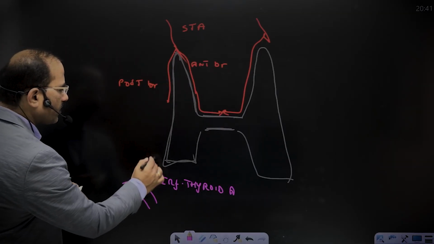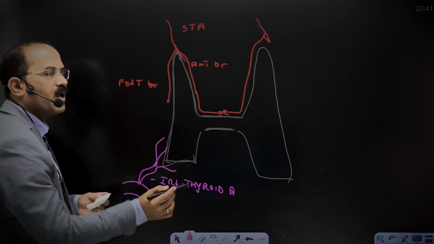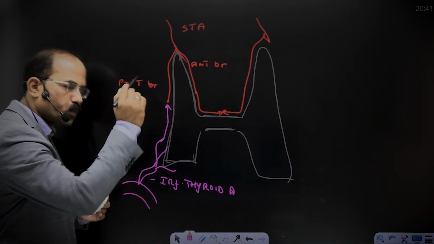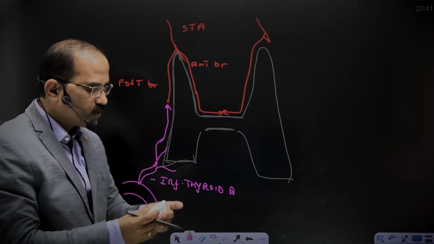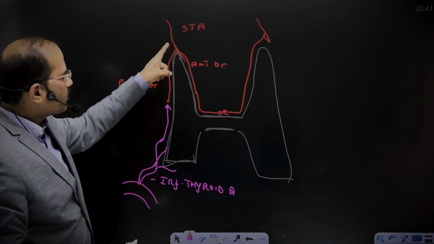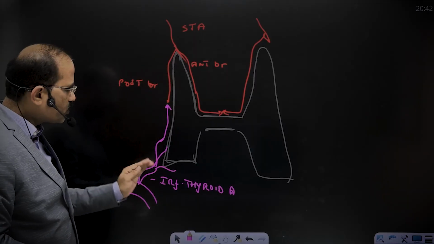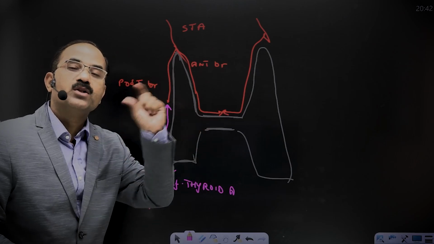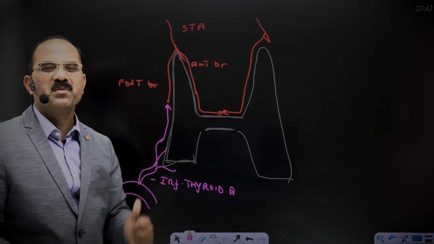The inferior thyroid artery gives many branches here, and one of the branches of inferior thyroid artery is going to anastomose with the posterior branch of the superior thyroid artery. Or the posterior branch of superior thyroid artery is going to anastomose with one of the branches of inferior thyroid artery along the posterior border of the lobe.